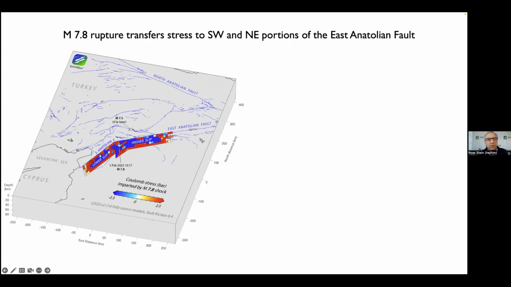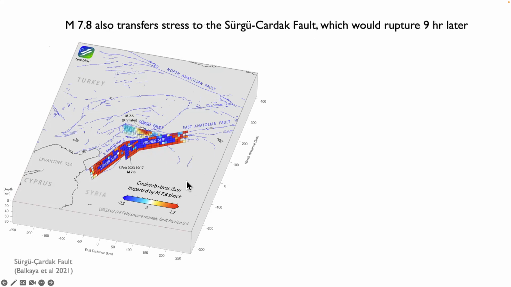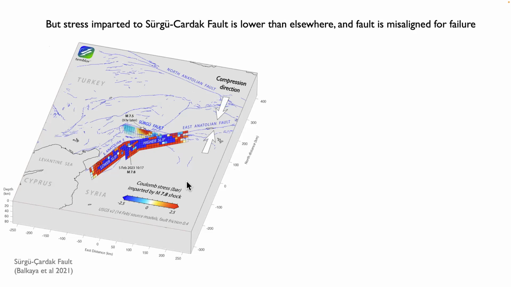But what about where the 7.5 occurred? So let's now resolve the stresses on a simplified, idealized plane of the Sürgü-Çardak fault. So here we go. And now we see something really interesting. That fault was brought closer to failure by the main earthquake by a significant amount. So even though it's a sideshow fault, it was stressed by the main one. And retrospectively, looking backwards, we can see that this played some role in why that 7.5 occurred where it did. But we're not really out of the woods yet because there's still some problems with this fault.